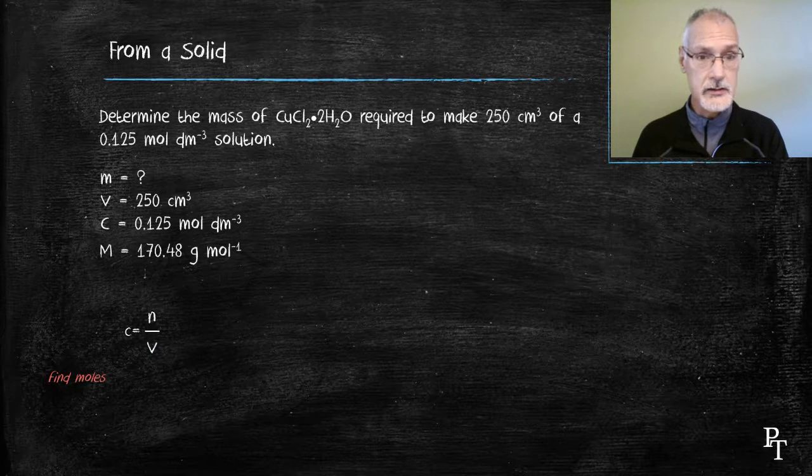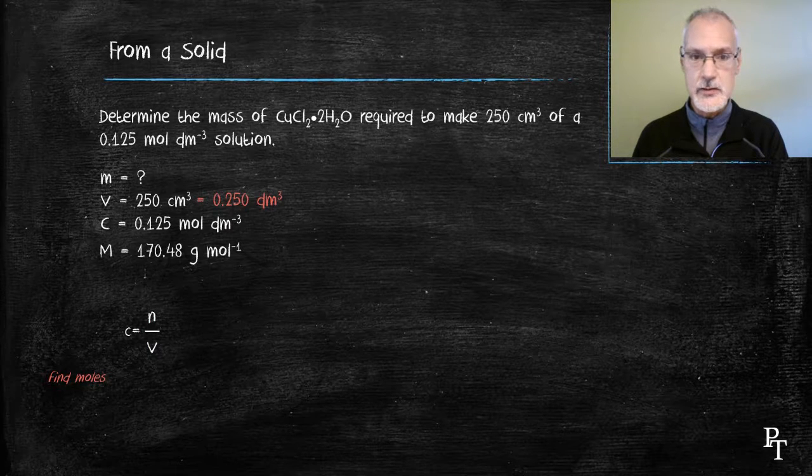Before I substitute in here and solve, just a quick note about the units. My volume is in cubic centimeters and my concentration is in decimeters cubed. So I need to bring those into agreement. There are 1,000 cubic centimeters in 1 decimeter cubed, hence 0.25 decimeters cubed.